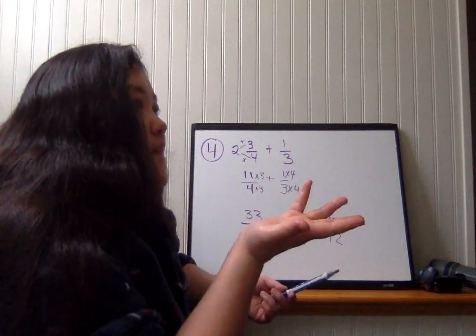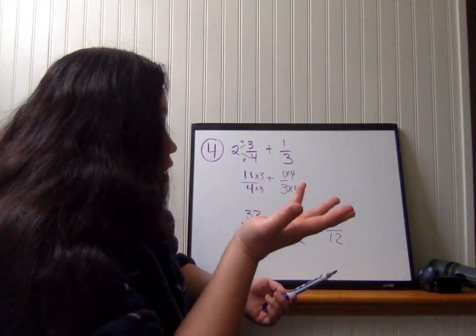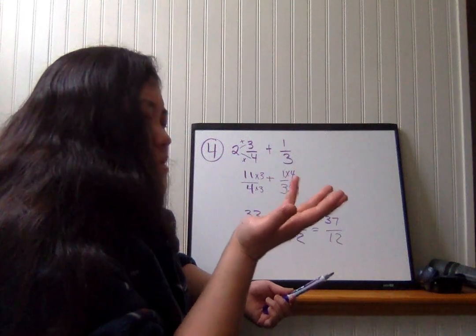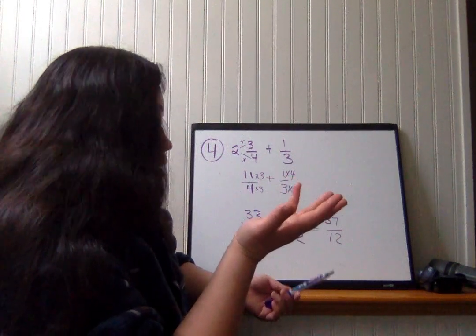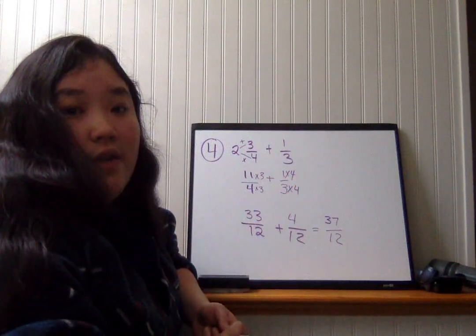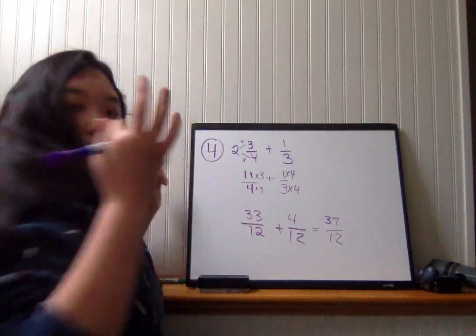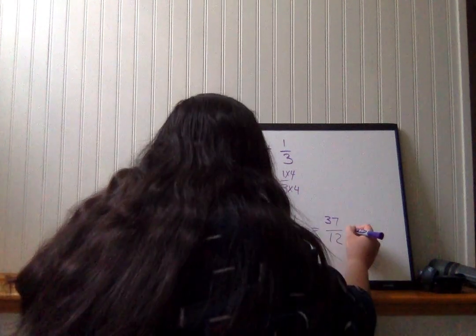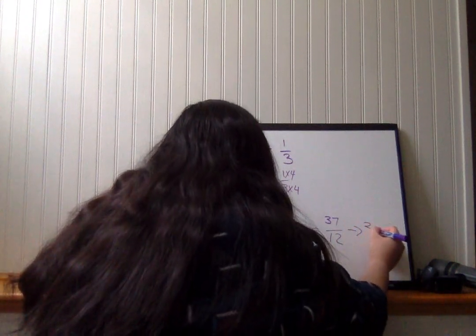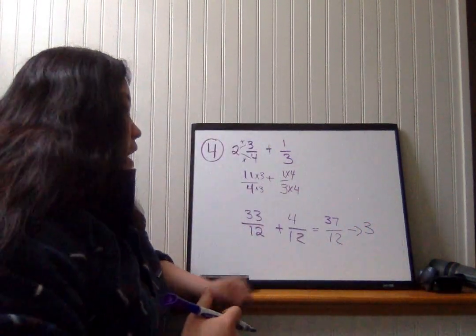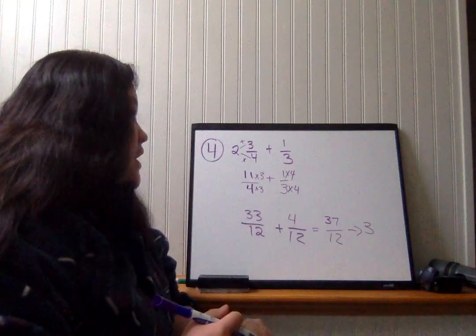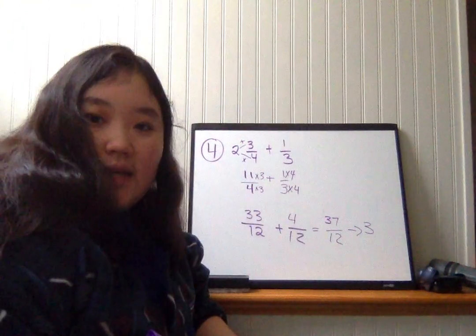Well, I know that 12 times 2 is going to give me 24, and 12 times 3 would give me 36, and that's pretty close to 37. So I'm going to say 12 goes into 37 3 times. That's going to be my whole number. I know that 12 times 3 gives me 36, right?